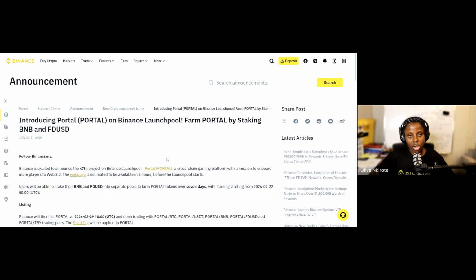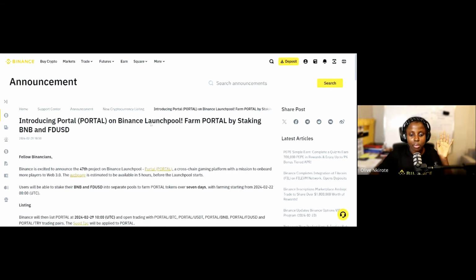Let's go through now this particular launch pool. I want you to see the rules that govern launch pools, because yes, money is being given, but guys, there are rules that apply for you to be given this money. You don't just get this money because you're a Binance user. Terms and conditions apply. So let me share with you guys the terms and conditions. Portal is the 47th project for Binance Launchpool.